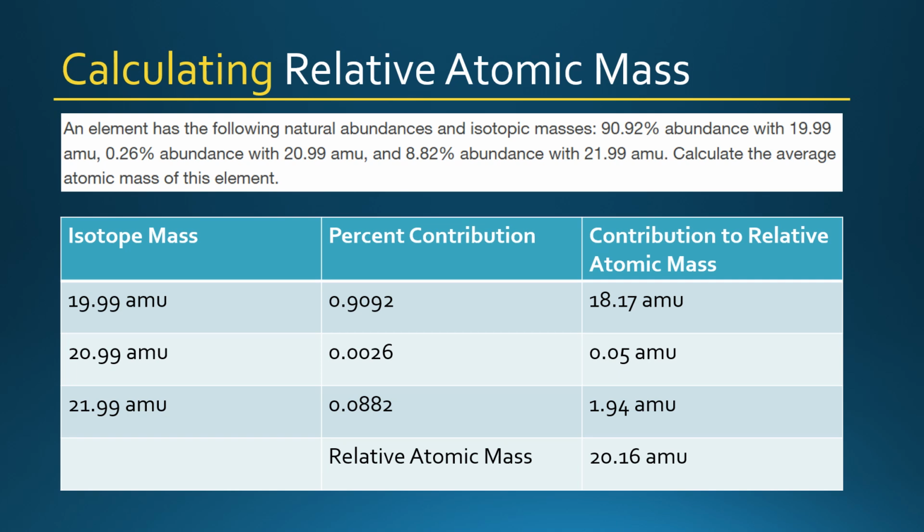Here is another example of relative or average atomic mass worked out. In the problem, you are given three isotopes with abundances. To determine the relative or average atomic mass, you multiply the isotope masses by the decimal form of the percent abundance. The resultant values are then summed to get the relative or average atomic mass.